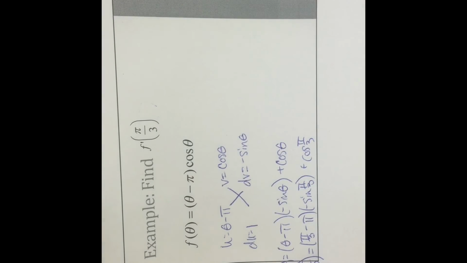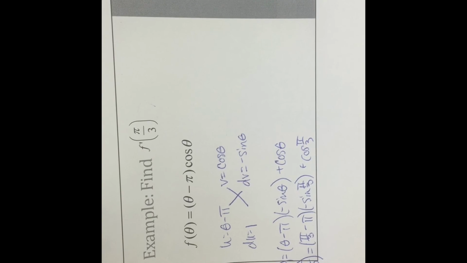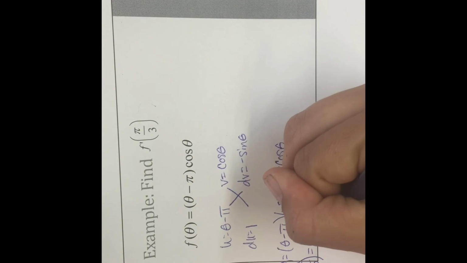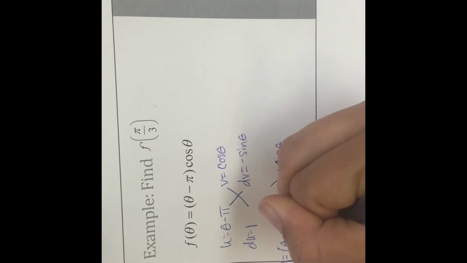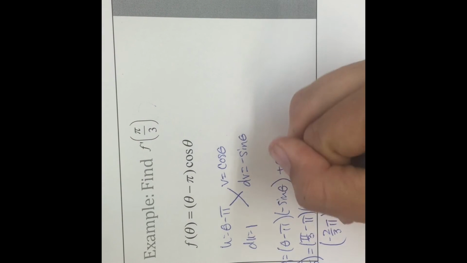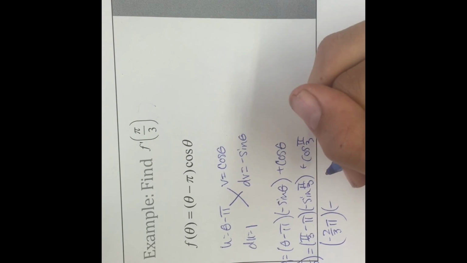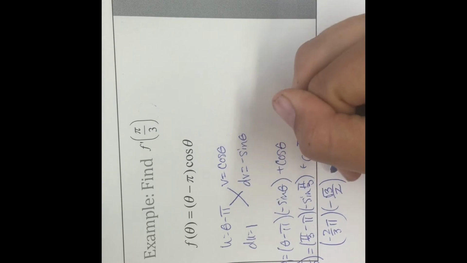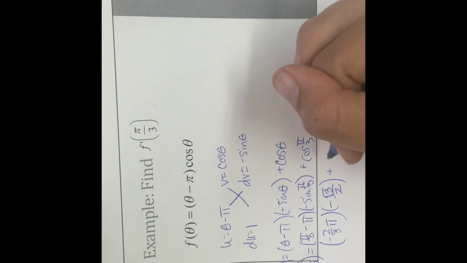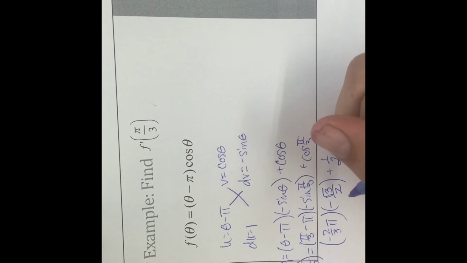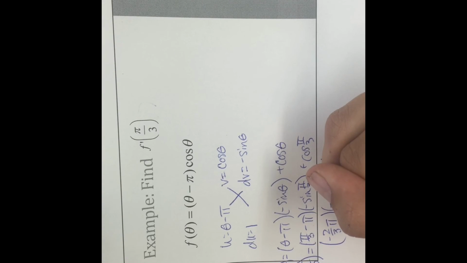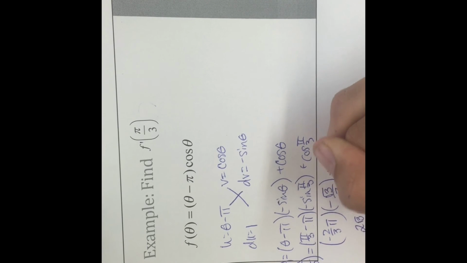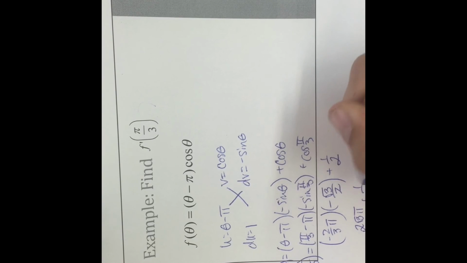So I'm substituting it. Pi over 3 is 60 degrees. So anyway, this is negative 2/3 pi. Sine of 60 is root 3 over 2, so I have those two multiplied with each other. Cosine of 60 is 1/2. So negative times a negative is positive. 2 square root of 3 pi, or you do 2 pi square root of 3 all over 6 plus 1/2.